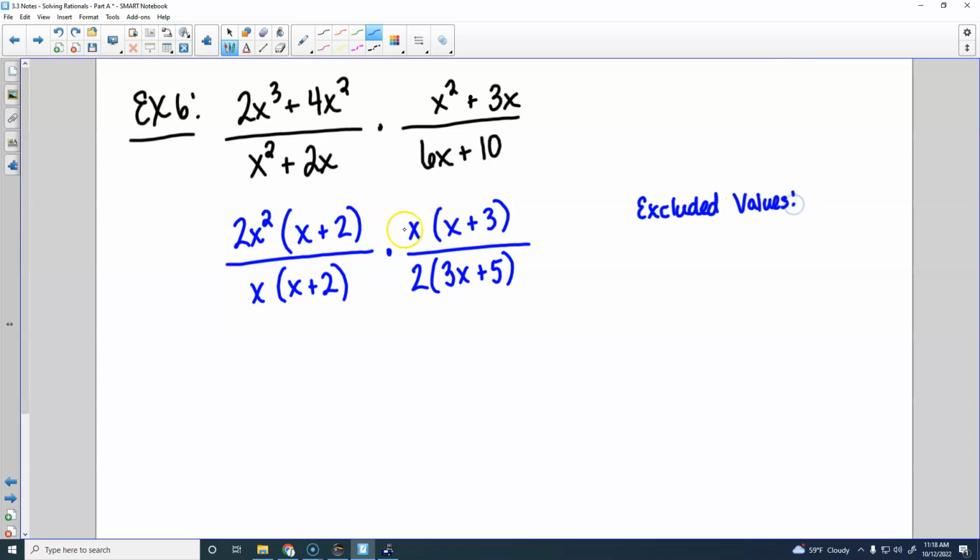I mean, I say that. I forget the excluded values all the time. I've done so good on these notes, though. Usually I skip them on half of them and then get to the worksheet and realize you had to do it.